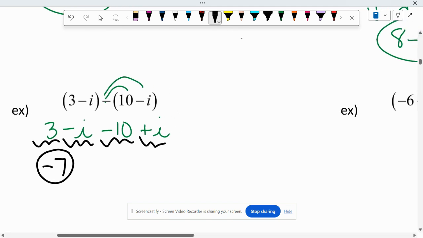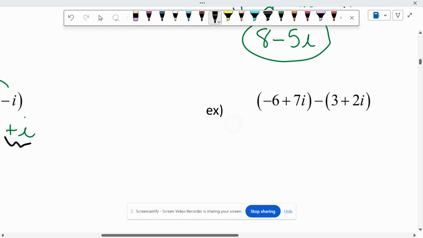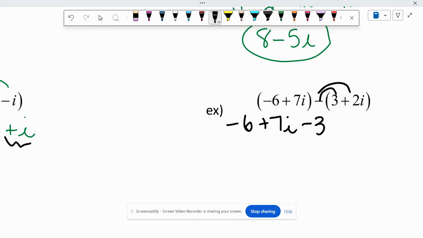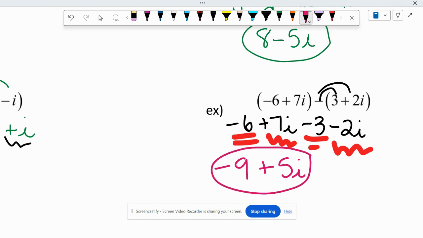They cancel out. I have another distribute, right? So I have negative 6 plus 7i minus 3 minus 2i. So negative 6 and negative 3 give me negative 9. And positive 7i and negative 2i give me positive 5i.